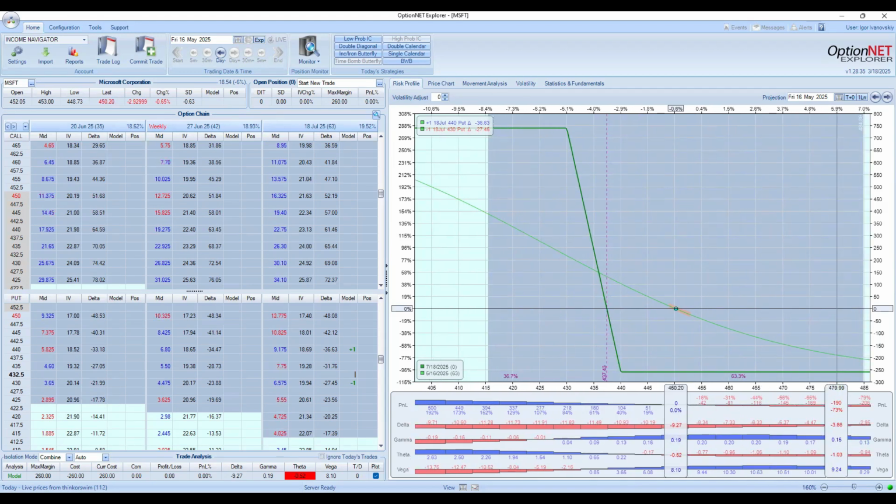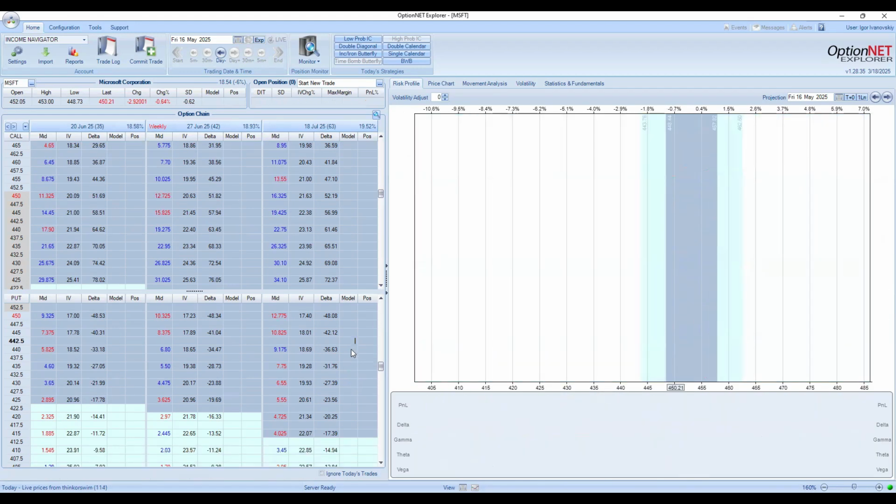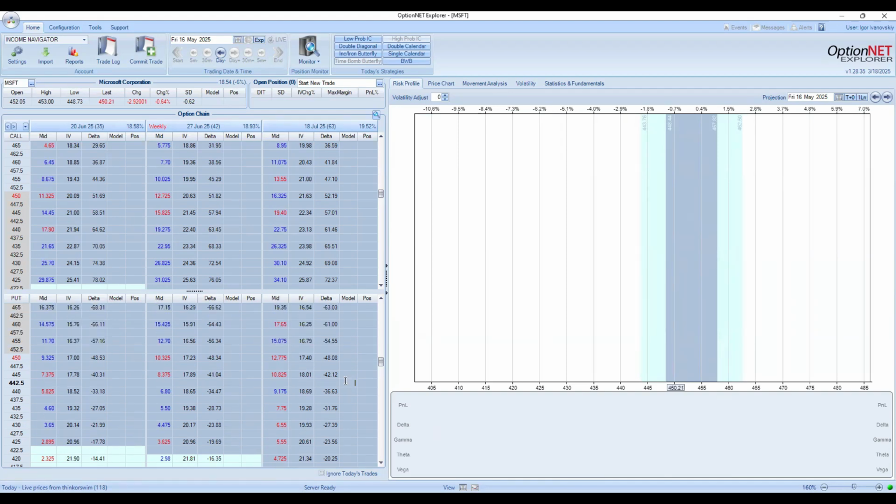We're going to move on to bullish strategies using puts. And this is one of those strategies that you might have heard about. You can use it to generate income. This is just a short naked put that is out of the money.